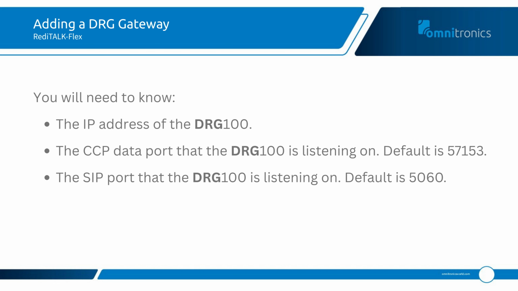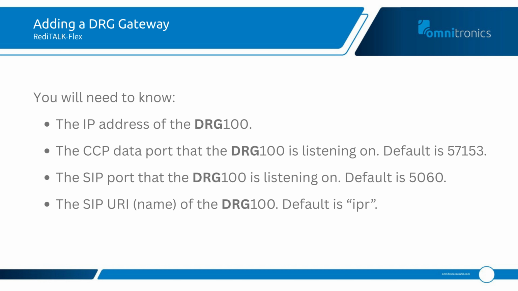Third thing you need to know, the SIP port that the DRG100 is listening on. So the DRG100 is going to be listening on this port number for incoming SIP requests. Now the default port is 5060, and usually this is what it's going to be, but once again you still need to check inside your DRG100 to make sure that's what it is. Now the fourth thing you need to know is the SIP name of the DRG100, or the SIP URI. Once again, you'll find this inside your DRG100, and the default is IPR.